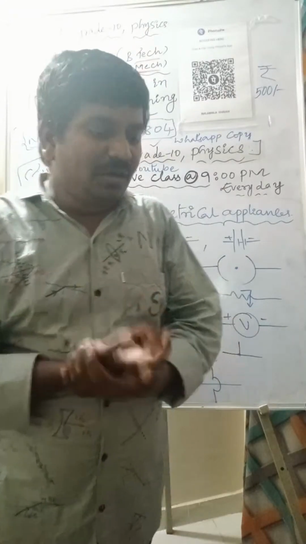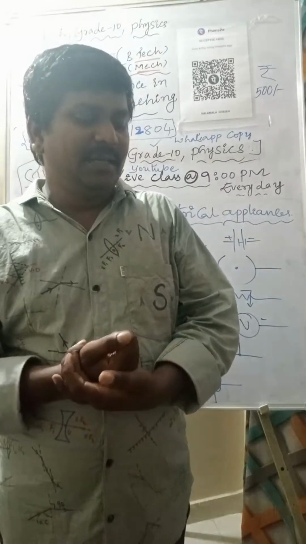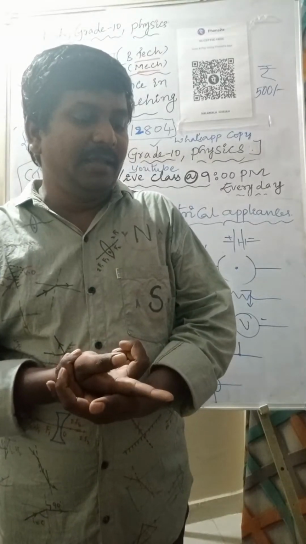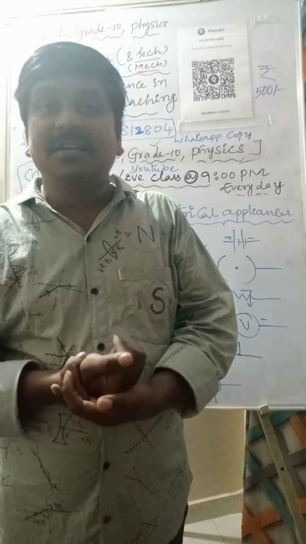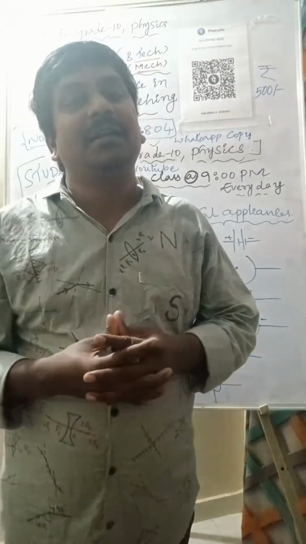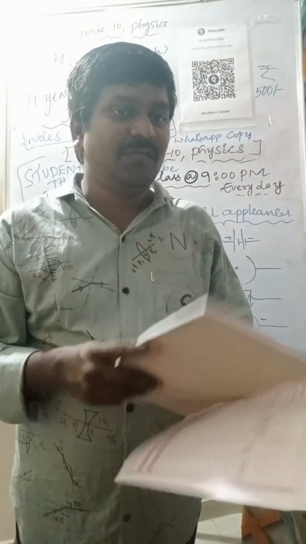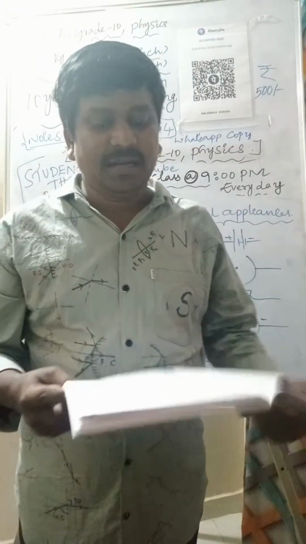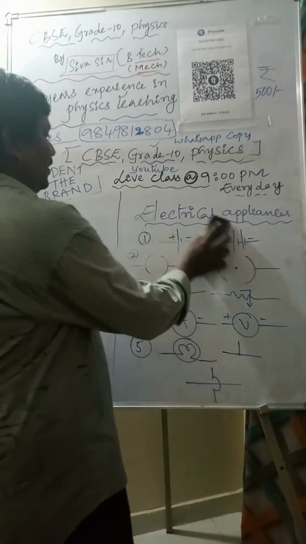So now we are working on it. In electricity, they'll mainly focus on activity based questions also. There is a possibility to give activity based questions. Activities also I'll explain. Meanwhile we are working now. Can I continue? Yes. So these are the symbols of electrical appliances. Now we are going to the next one.